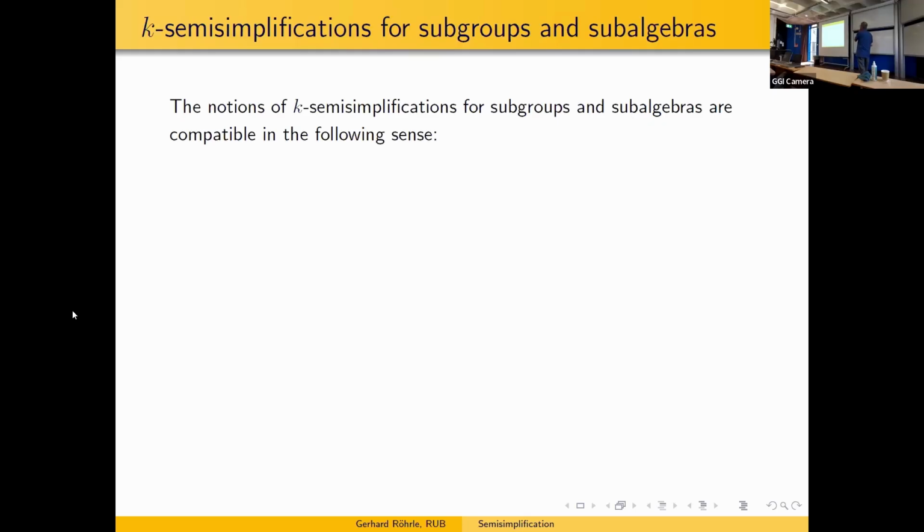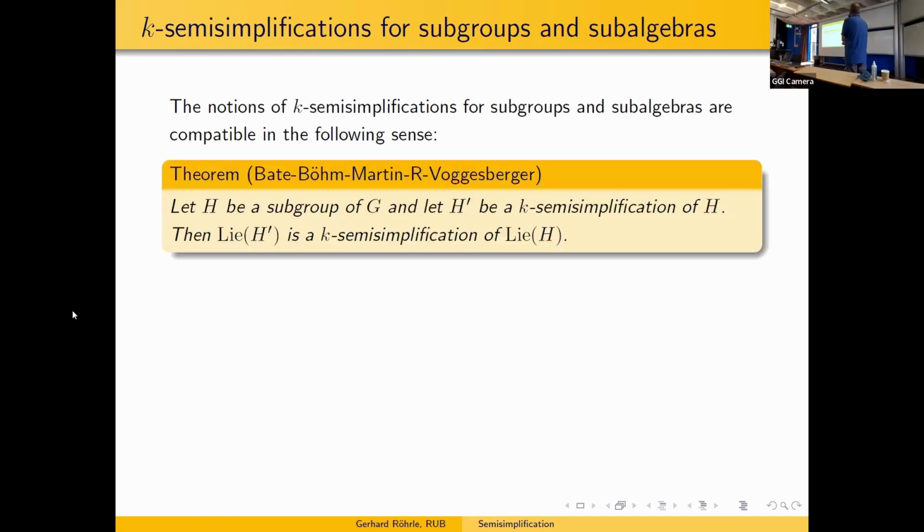Last and not least, what does a K-semisimplification of a group have to do with a K-semisimplification of the Lie algebra? Well, they really come together, they're compatible in the following sense. I think this is the last thing I'd like to show you. And again, it goes back to work of Martin, Bate and Böhm and Tôgô Stuhler-Berger.